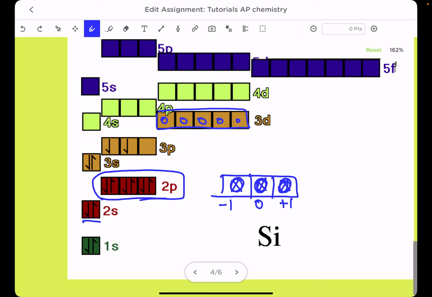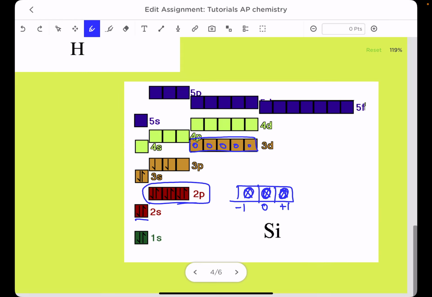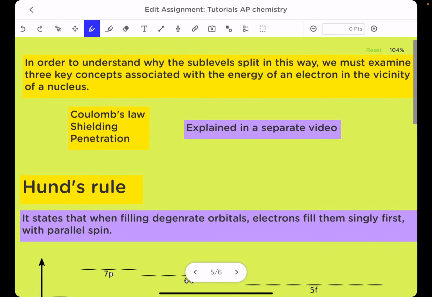So the electrons occupying the 3d are described as degenerate orbitals. But you cannot tell me that electrons of 3s and 3p are degenerate. No, they are on different levels. Okay? So, let's move on.